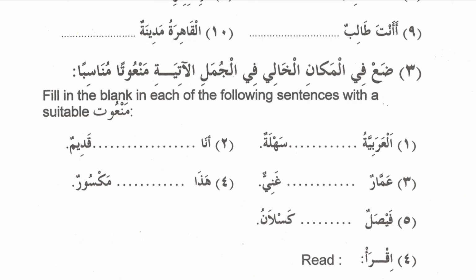Ammarun tajirun ghani. Ammar is a rich merchant. Hadha qalamun maksur. This is a broken pen. Faisalun talibun kaslan. Faisal is a lazy student.